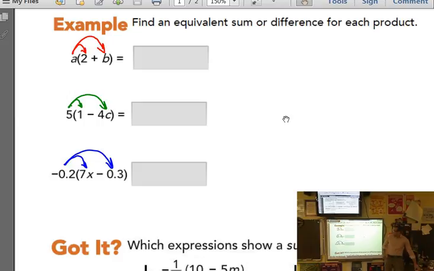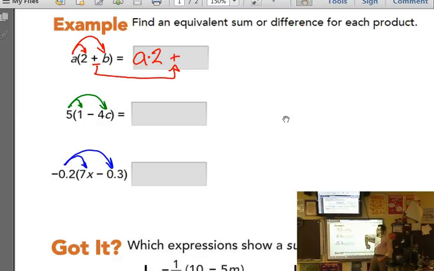So, if you want to talk about each multiplication by itself, the first arrow shows me A times 2. Then I grab the symbol from in between them and just place it between them. And then we have A times B, because each arrow is showing me a multiplication.